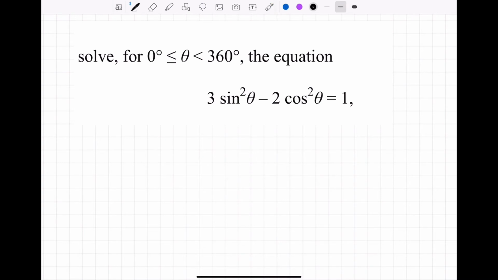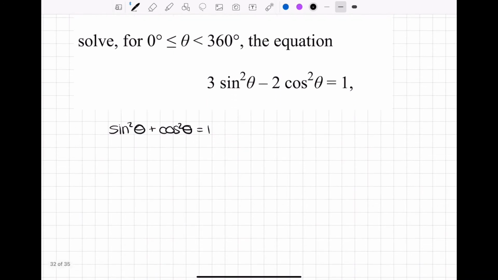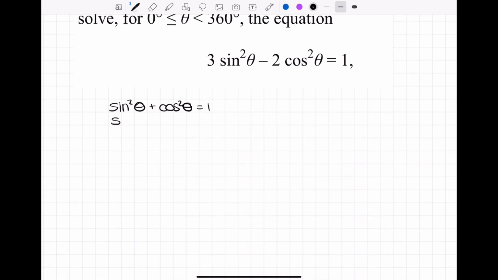The identity that links sine squared and cos squared is sine squared plus cos squared equals 1. So we can use this identity. I'm going to rearrange that for sine squared and sub this in. If you rearrange it for cos squared, it should work exactly the same, and I'll post that solution as well.